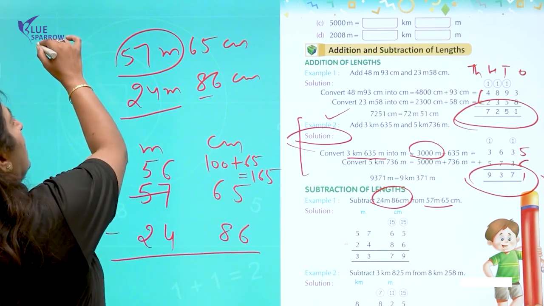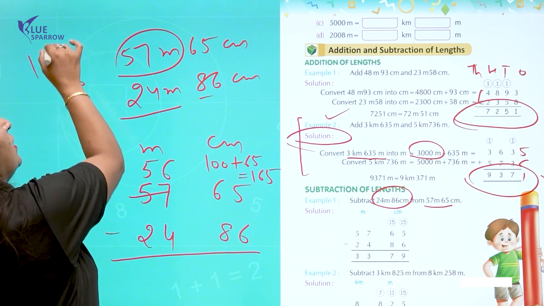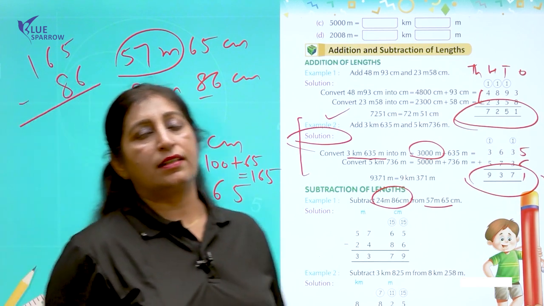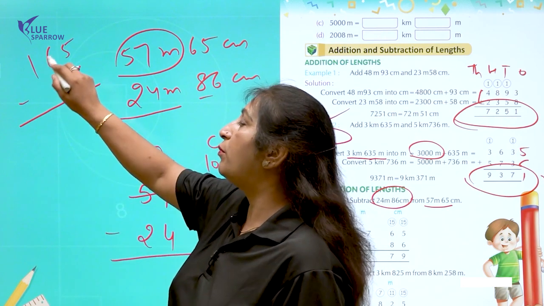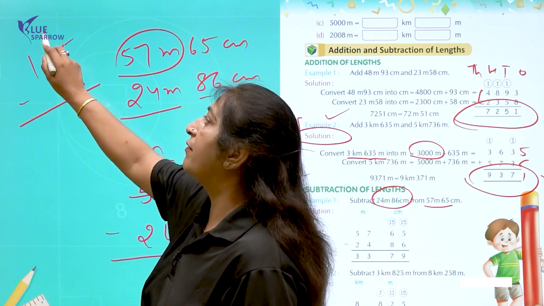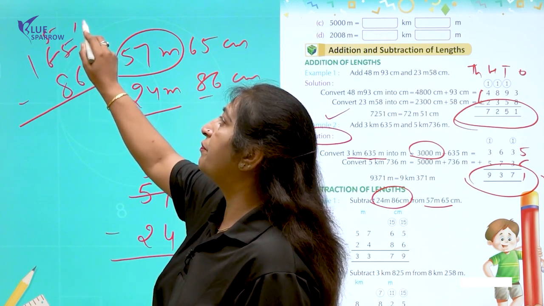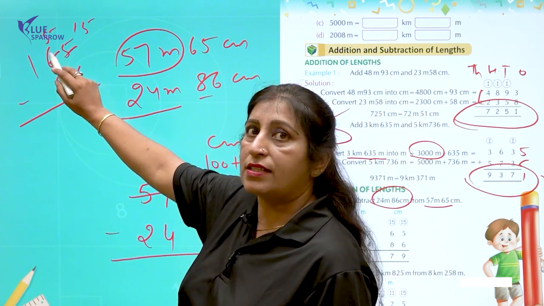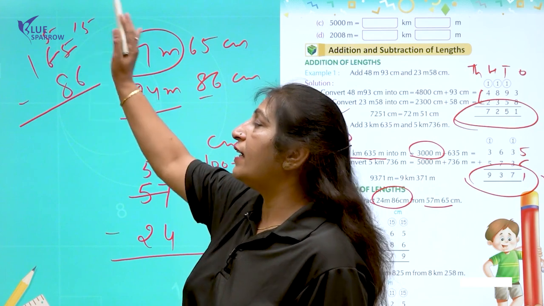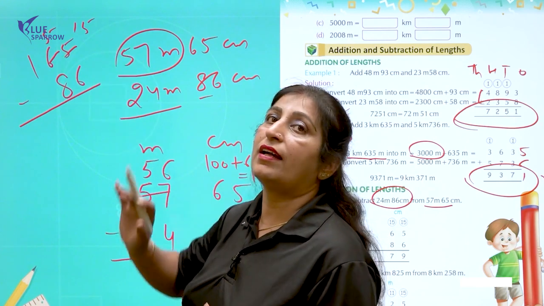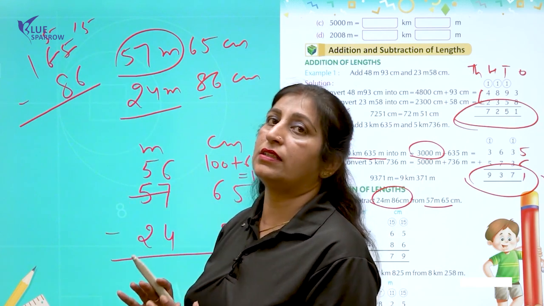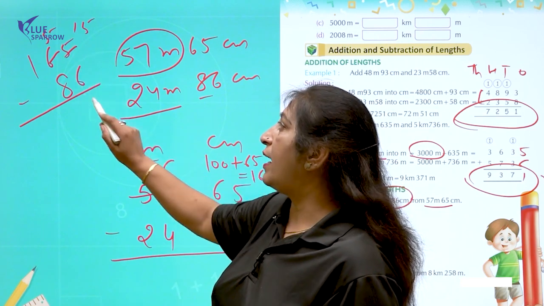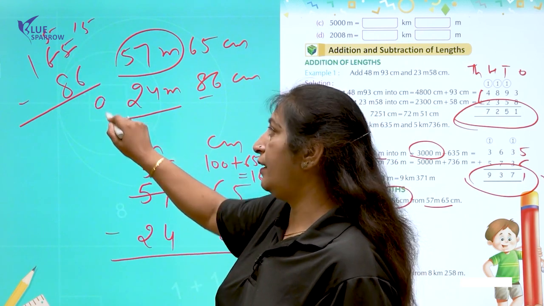Now we have to subtract 86 from 165. So while subtracting 86 from 165, 5 minus 6 is not possible. We would borrow 1 from 6. 5 is left here and it becomes 15 because this is the tens digit. And when we take 1 ten into the ones column, means we are carrying 10 ones in the ones column. 10 plus 5 gives 15. 15 minus 6 gives us 9.